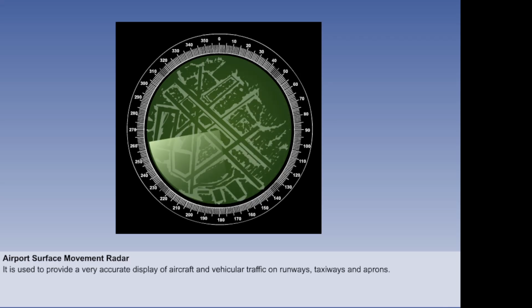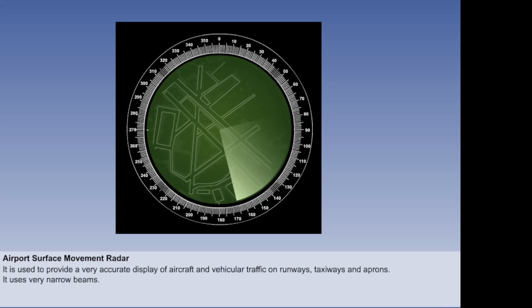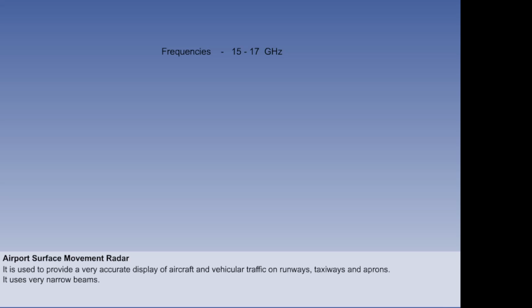Finally, there is Airport Surface Movement Radar, also called Airfield Surface Movement Indicator, ASMI, or Aerodrome Surface Detection Equipment, ASDE. It is used to provide a very accurate display of aircraft and vehicular traffic on runways, taxiways, and aprons. The very high definition is achieved by using a very narrow beam.